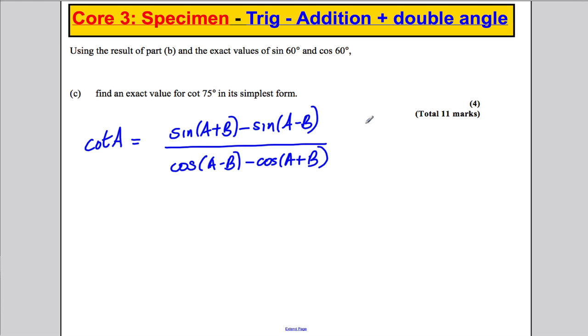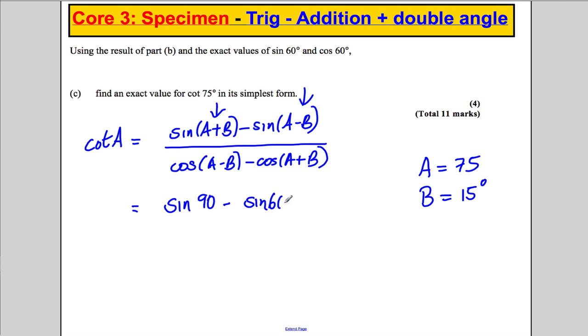Now we want to work out cot 75. Well, why don't we let A be 75? This would help us work out what cot 75 is. But in order to be able to evaluate these, we need to choose B very carefully. Why don't we choose B to be equal to 15 degrees? Then we would get sin of A + B, which would be sin of 90, subtract sin of 60, over cos of 60, subtract cos of 90.